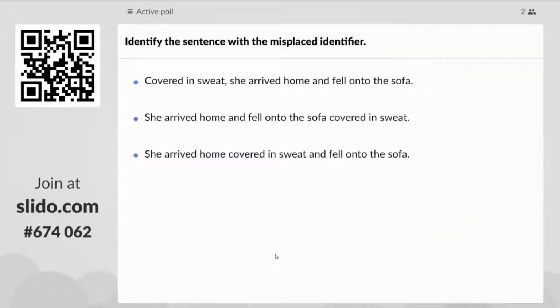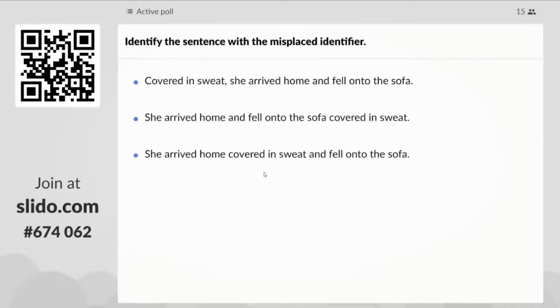First is: covered in sweat, she arrived home and fell onto the sofa. Second: she arrived home and fell onto the sofa covered in sweat. Third: she arrived home covered in sweat and fell onto the sofa. Which one is incorrect?